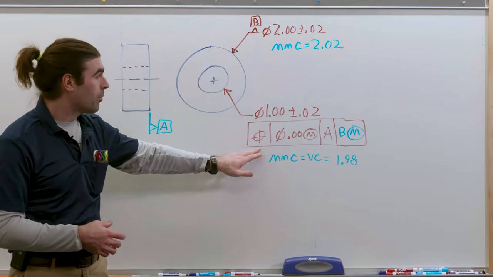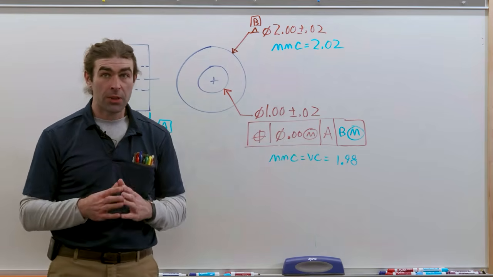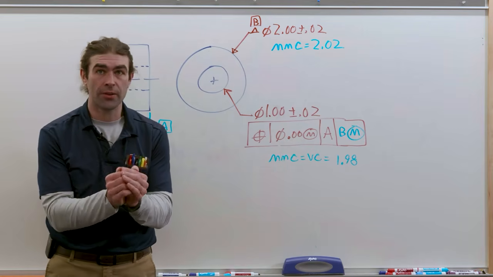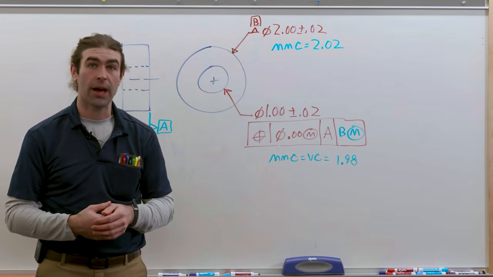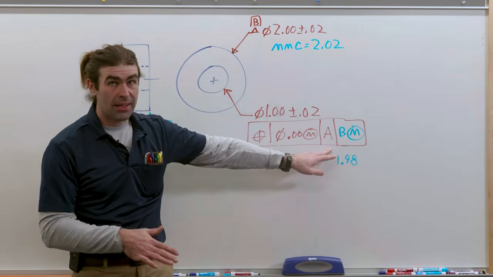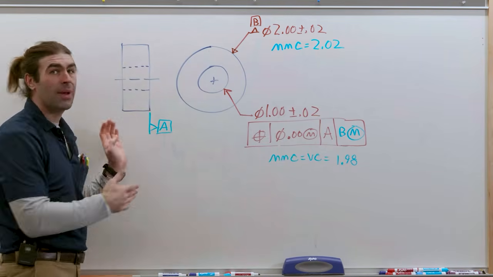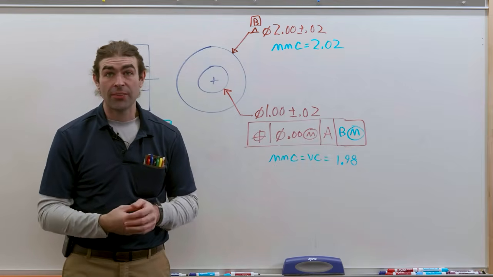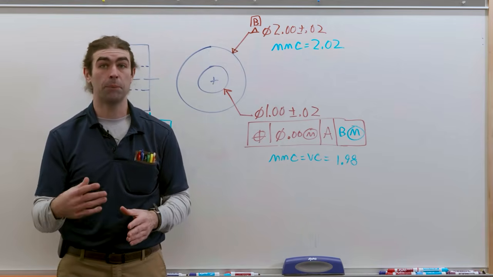The feature control frame: position, diameter tolerance zone, 0 at MMC. This just means that if the hole comes in at its smallest size, it has 0 positional tolerance. But if the hole comes in any bigger, you get more positional tolerance, just like the chart we were doing before. Datum A is our primary datum, so we've got to establish 3 points of contact with datum A here. But datum B applies at maximum material condition, or MMB, maximum material boundary.